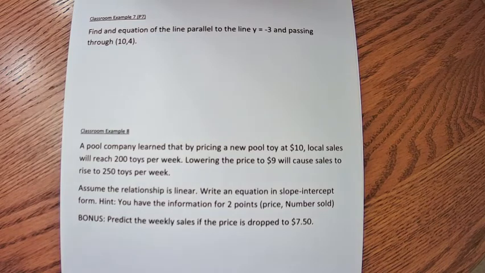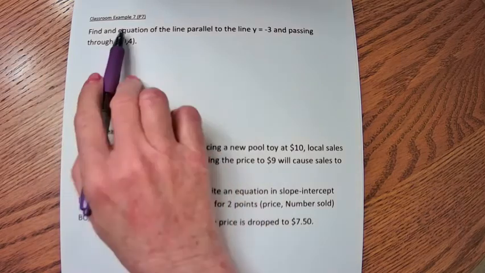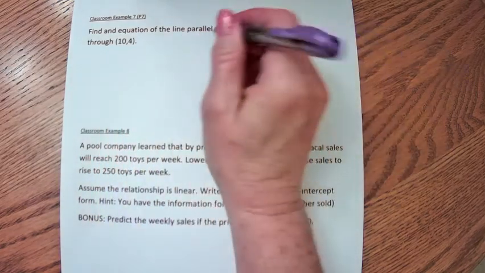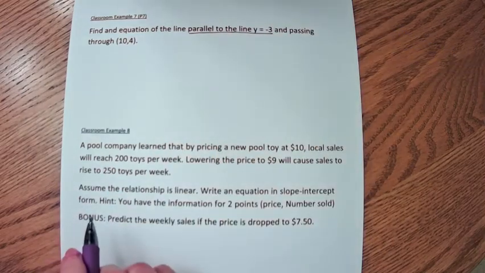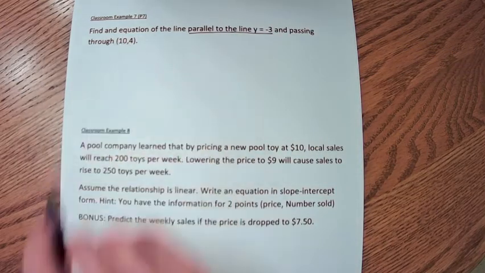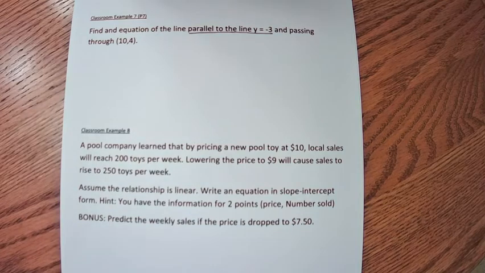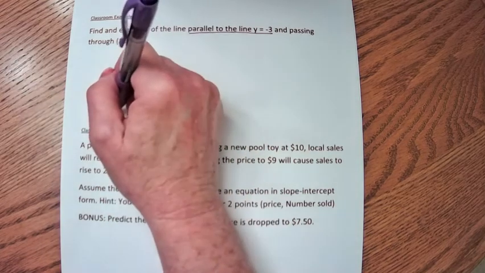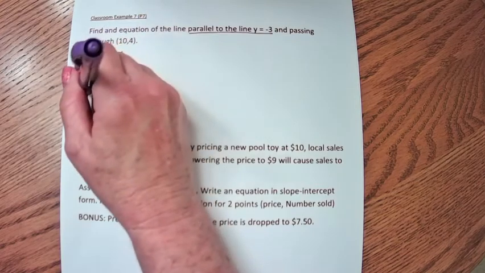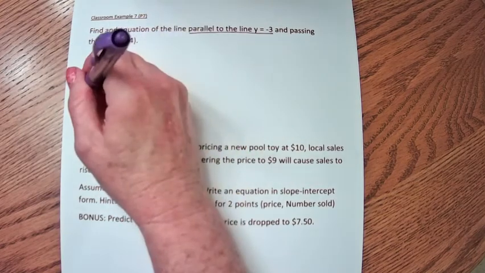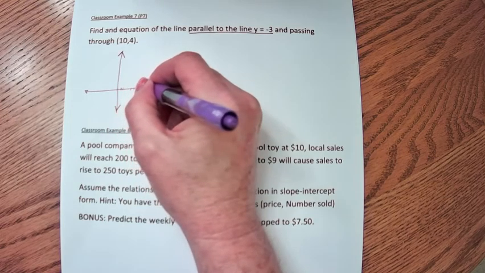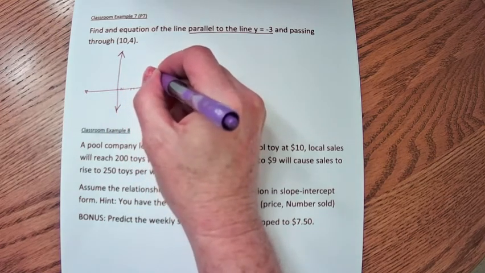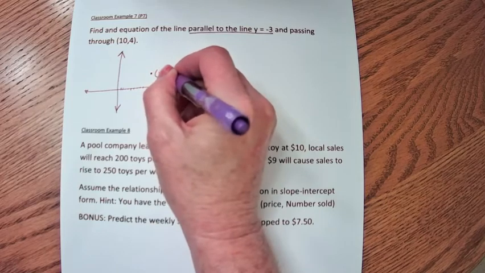Okay, so for classroom example 7, here they're asking for us to find the equation of a line parallel to y equals negative 3 that passes through the point (10, 4). All right, well, let's at least get an idea of what we're talking about here. Here's 1, 2, 3, 4, 5, 6, 7, 8, 9, 10. 1, 2, 3, 4. Here's my point (10, 4).